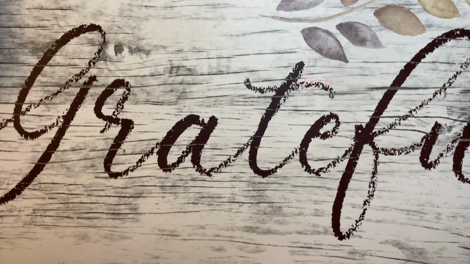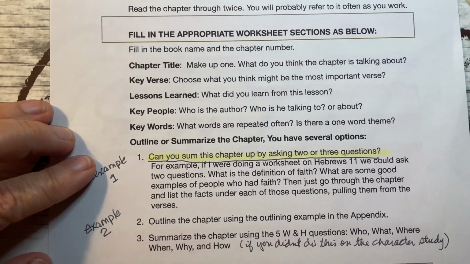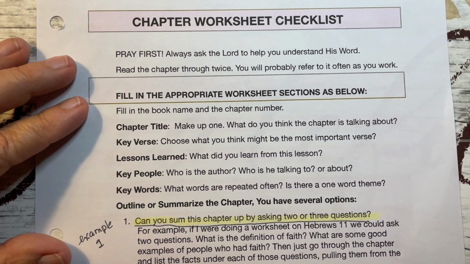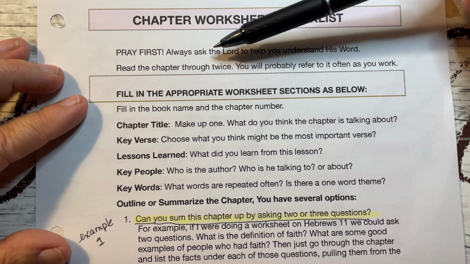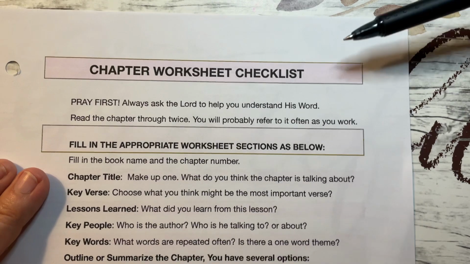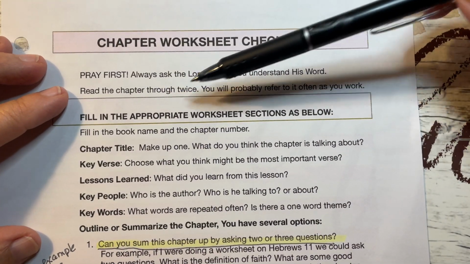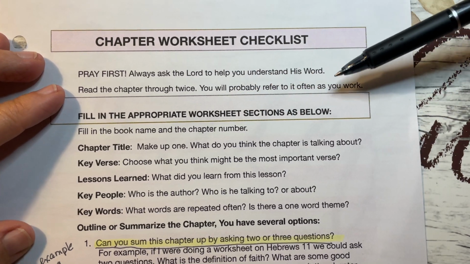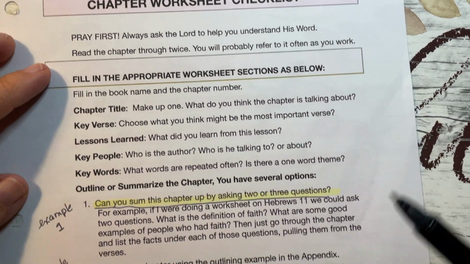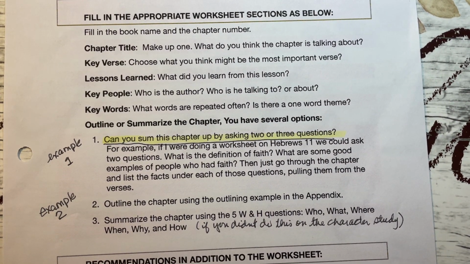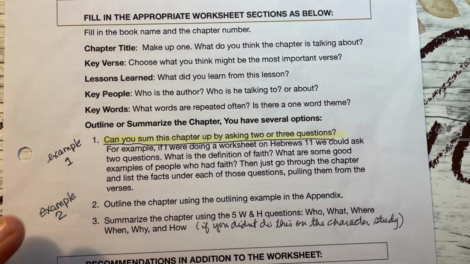So I also have step-by-step instructions on how to complete the worksheet. And the first thing I always say is to pray first. Always ask the Lord to help you understand His Word. Then it says read through the chapter twice. You will probably refer to it often as you work through the worksheet. But the most important thing is to read through the chapter twice. We already went through it once, at least once, when we did the character study on Jonah in chapter 1.